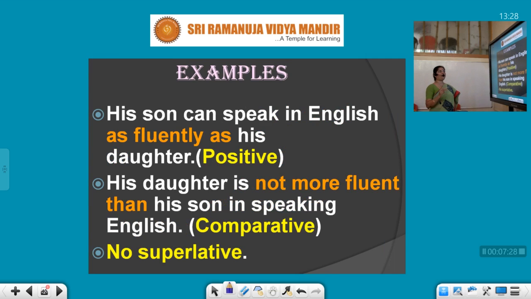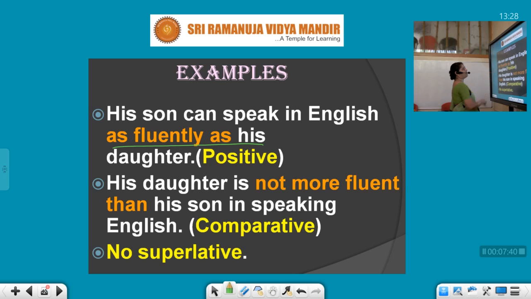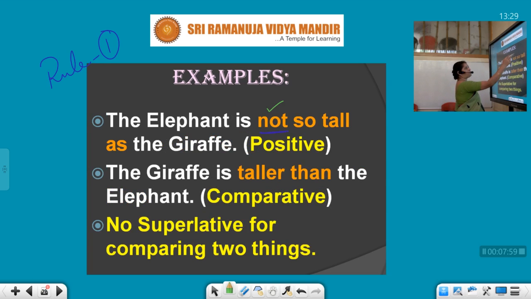Now look into the second one. His son can speak in English as fluent as his daughter. So I have not used not over here. This is a positive one. As fluent as. So his son can speak in English as fluently as his daughter. His daughter is not more fluent than his son in speaking English. So when there is no not in the positive case, there will be a not in the comparative case. When there is a not in the positive case, there will be no not in the comparative case.